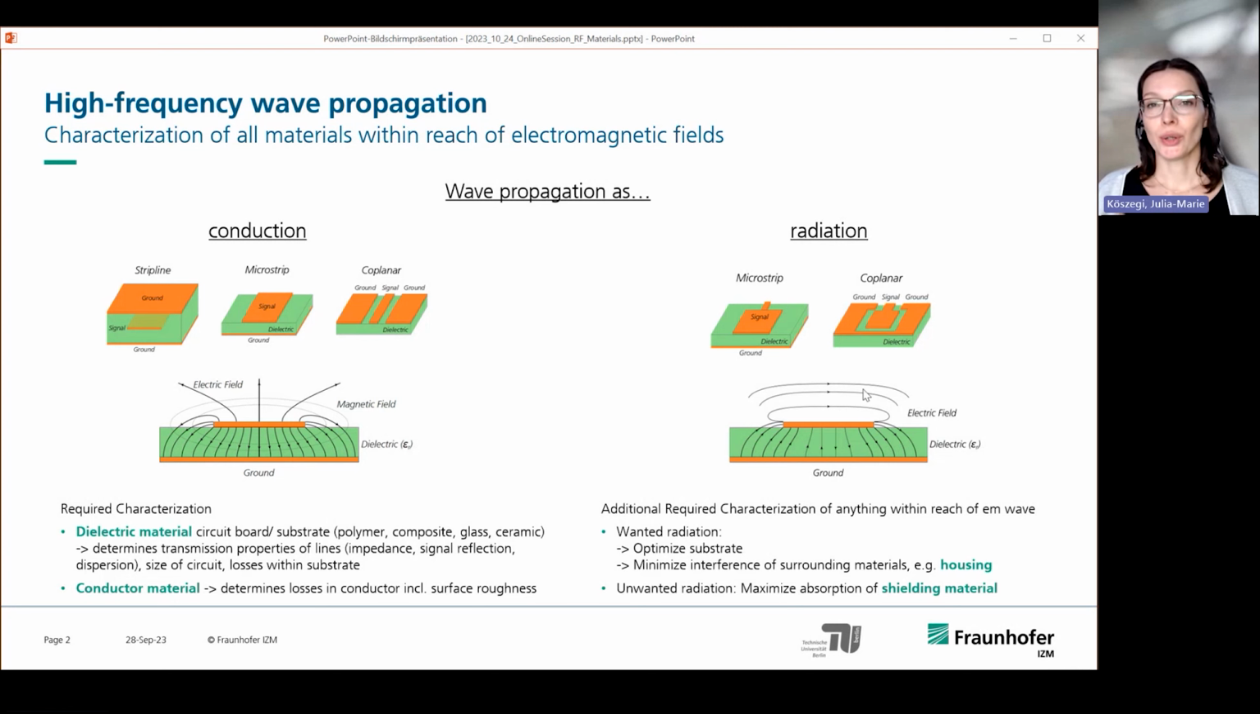And finally, there is not only wanted radiation, but also unwanted radiation. So for example, if you want your circuit to be protected from external radiation, you would use a shielding or a housing that's coated with a shielding material, or if you have radiation within your system and you need to confine it in the volume so it's not propagating, because then you would get into trouble with regulations. So these are the kinds of materials that we need to understand and that are further and further developed.